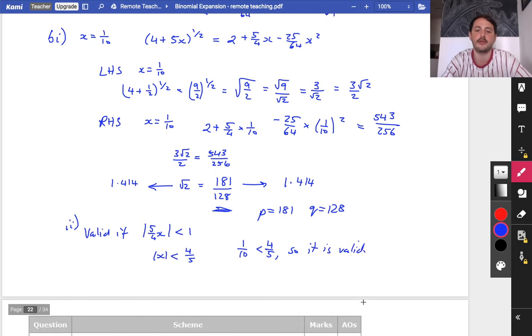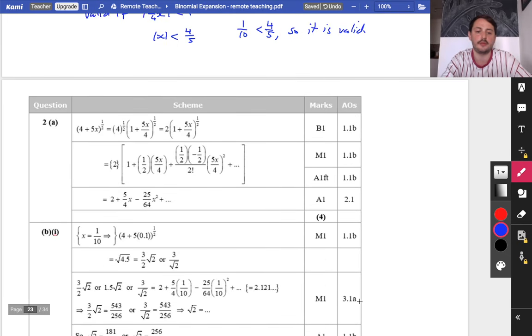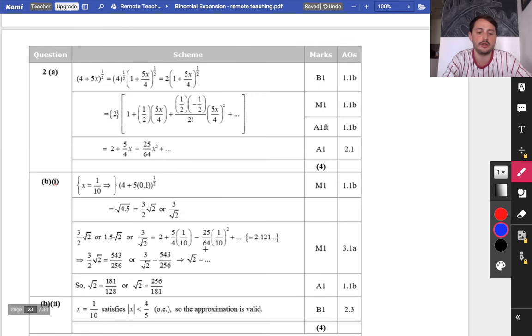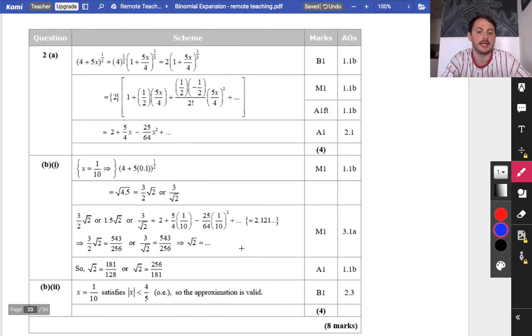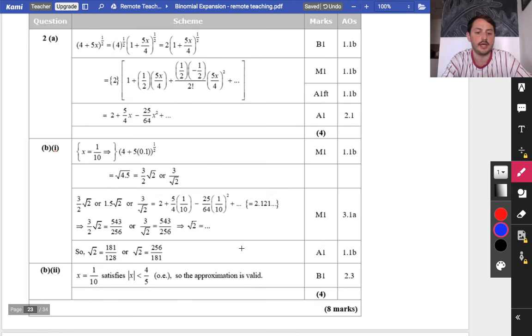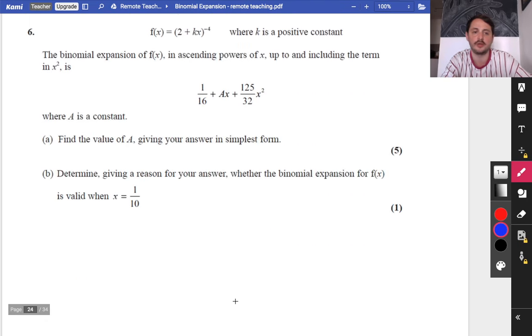Let's see if we got the answers right. Yep, we got the minus 25 over 64, and we got 181 over 128. Is that correct? 181 over 128? Yep, we did. And what else have we got here? Yep, it's got to be less than 4/5, and that's true, so it's valid. Okay, one last proper question, and then the last one I'm just going to do nice and quick.